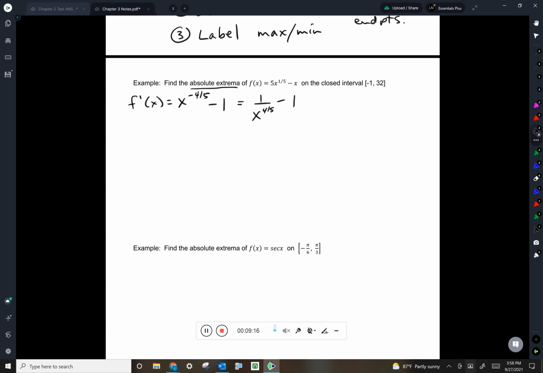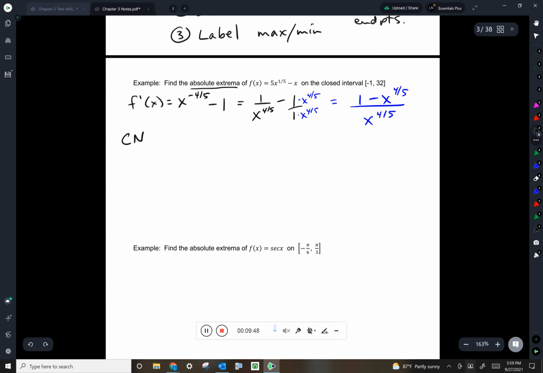And I know on this one it's not that big of a deal, but it might be easiest, whenever you have a derivative that has a fraction, to think of it as one big fraction. So if I think about getting a common denominator, right? So I'll multiply both the top and the bottom by x to the 4/5. So if I get a common denominator, really I've got here 1 minus x to the 4/5 over x to the 4/5.